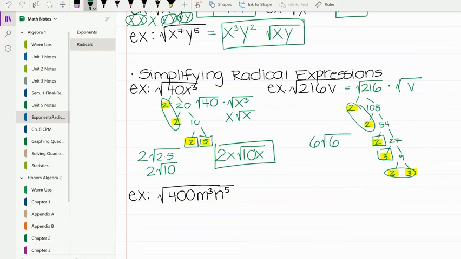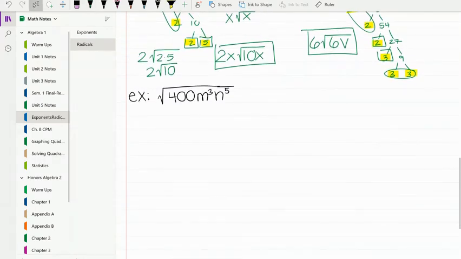Now I'm going to deal with the square root of v. So unfortunately, I can't take any pairs if it's just v to the 1. So that v actually just stays inside the square root because there are no pairs with v to the first power. All right, our last one here.